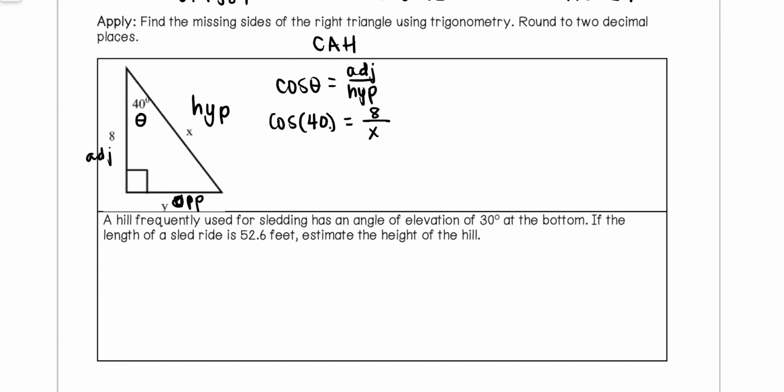Well, to get x alone, we have a few steps to get through. In order to make the x no longer be in the fraction here, we're going to multiply by x on each side. When we do that, it's like x over 1, so x over x simplifies to just 8 over 1, which is 8. Then on the other side, we have x times cosine of 40. Well, to get x alone, we would just have to divide by the cosine of 40.